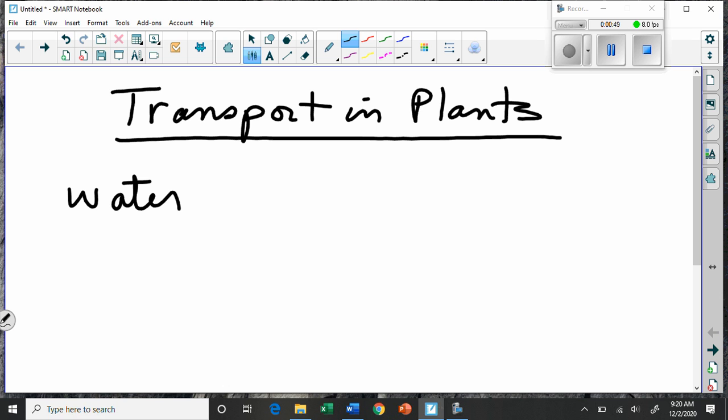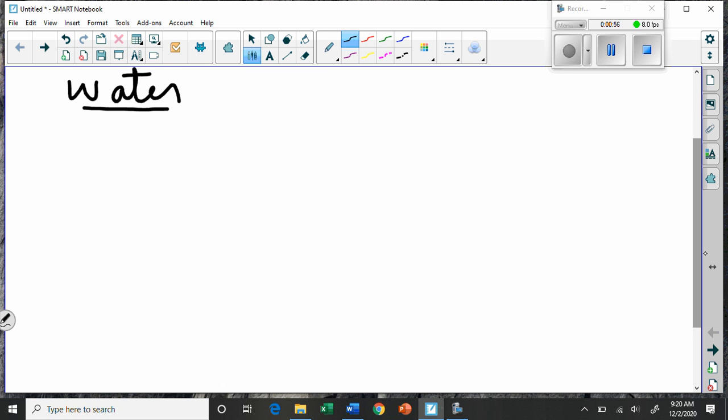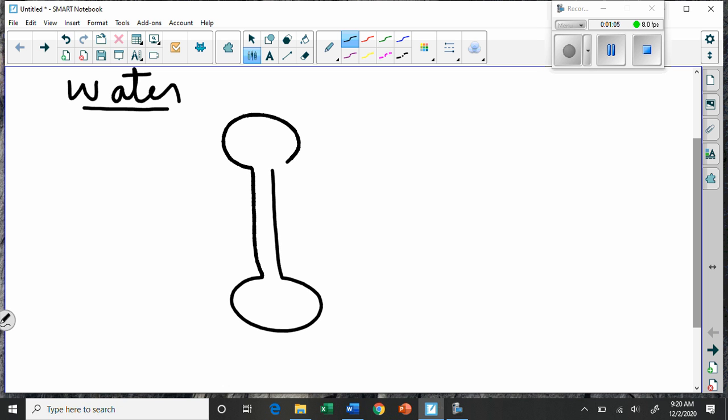Water is important to plants. How do plants move water from one place to another? If we draw a simple representation of a typical plant, we'll put a circle at the bottom, a little tube up here, and a circle at the top. The bottom represents the root system, and the top represents the leaves. Essentially, we want to get water to move from the roots to the leaves.